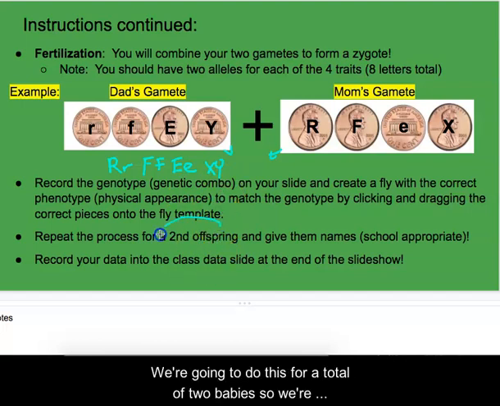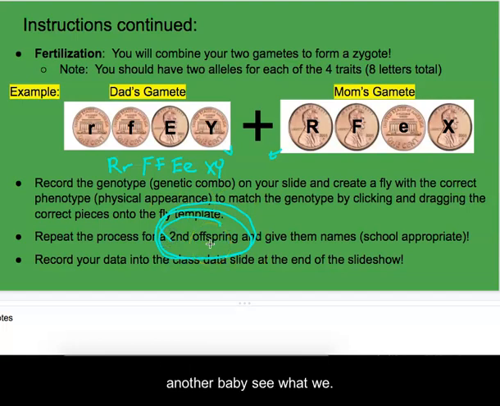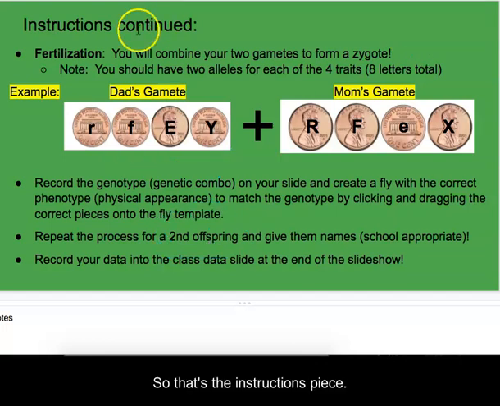We're going to do this for a total of 2 babies. So we're going to repeat the process 1 more time and make another baby, see what we get, and record our data. So that's the instructions piece.